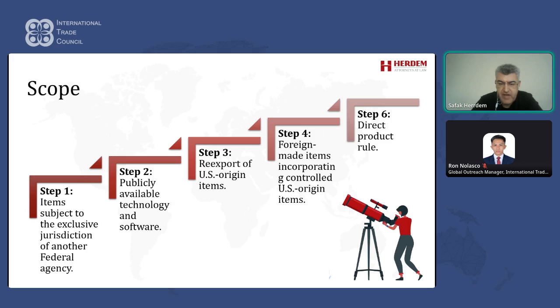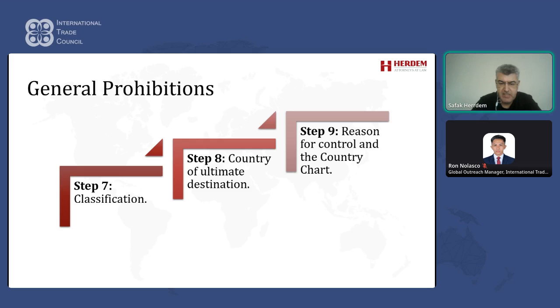There is currently no step 5, and there is step 6, the direct product rule. The direct product rule covers foreign items that are the direct product of US technology, software, or a plant, or a major component of a plant made from US technology or software, which may be subject to the ER if they meet the conditions of general provision 3. So direct products that are subject to the ER may require a license to be exported from abroad or re-exported to certain countries.